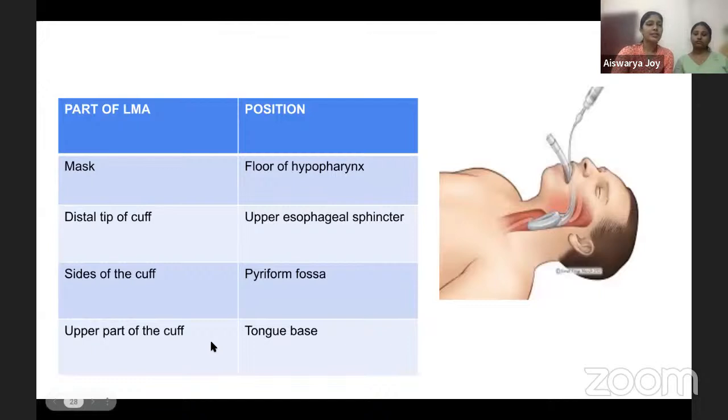If we have inserted the LMA correctly, the mask of the LMA will be in the floor of the hypopharynx, the distal tip of the cuff will be at the upper esophageal sphincter, the sides of the cuff will rest in the pyriform fossa, and the upper part of the cuff will be at the tongue base.